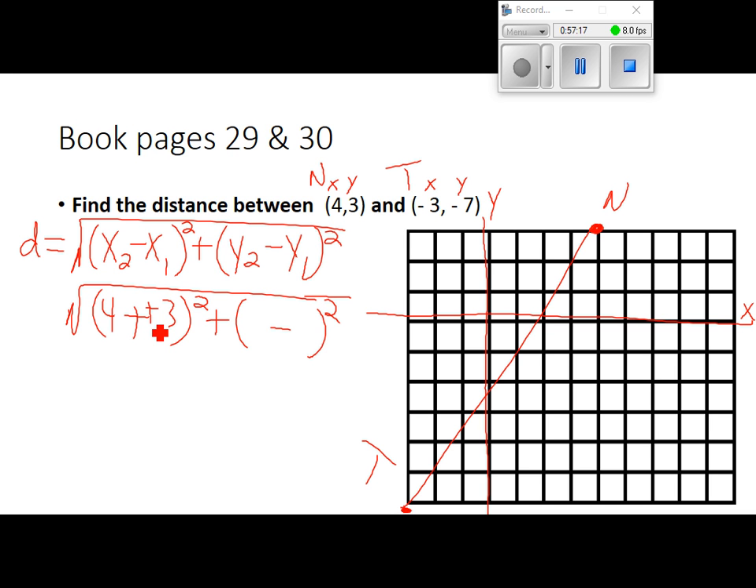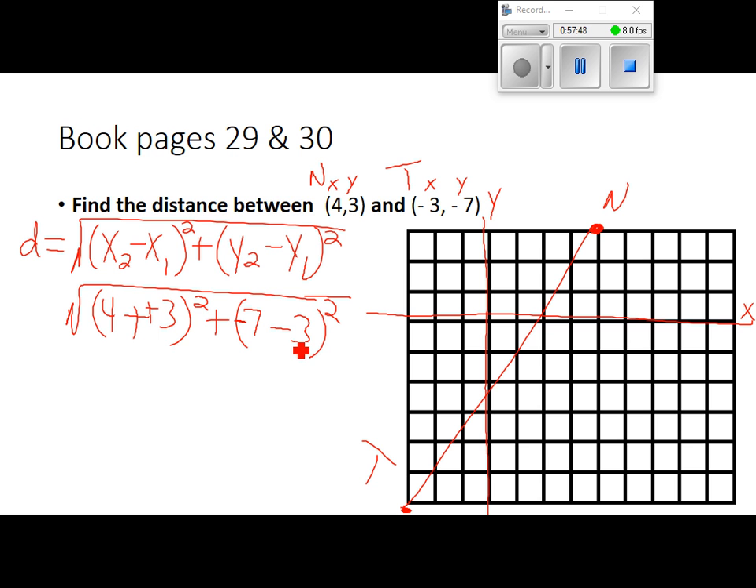What are my Y's this time? -7 and 3. Oh, hold on now. Because we went 4, -3, then we went -7, 3. We did one way and one the other. Does it matter? No, it makes no difference with the distance formula. With the slope formula that you did last year, it mattered. With this, it doesn't make any difference, so that's fine.